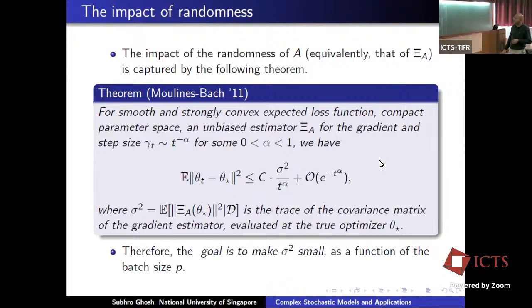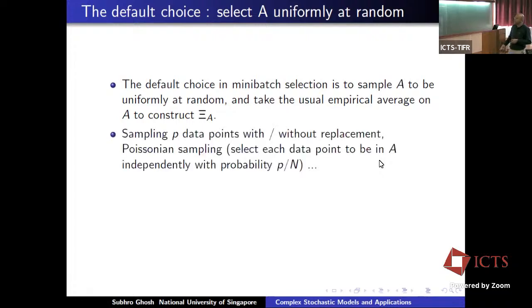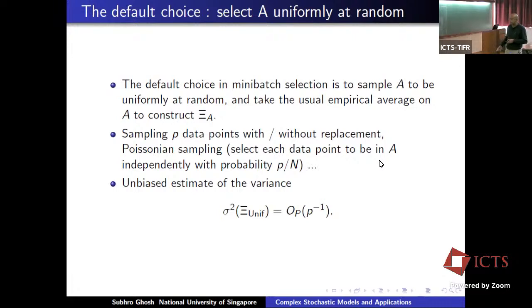So the goal is to make sigma square small as a function of the batch size P. P is the size of the mini batch A. The default thing to do is to draw the mini batch A uniformly at random, and then take the usual empirical average on A to construct the gradient estimator. And for this, the variance is known to be of the order 1 over the batch size.